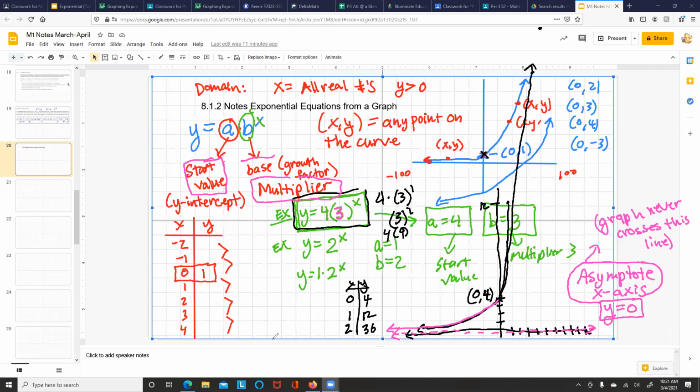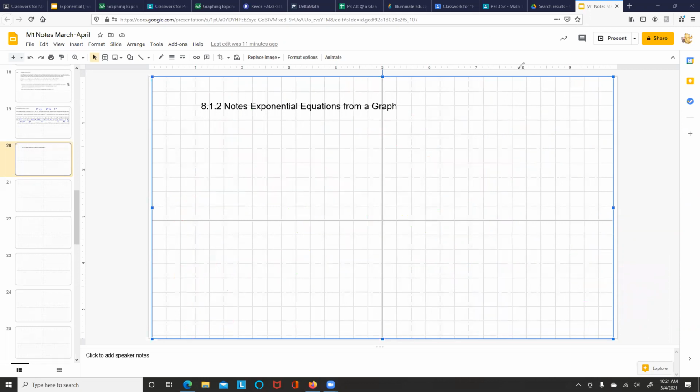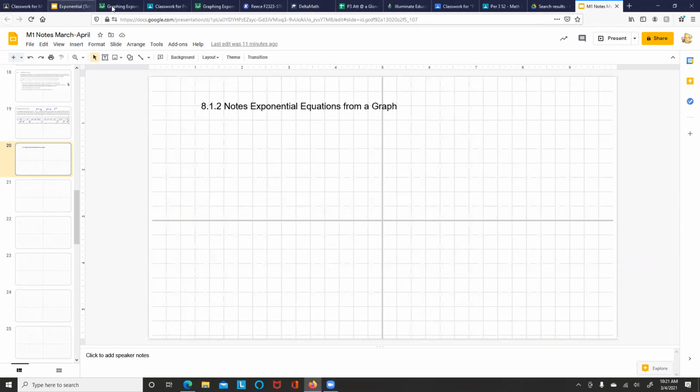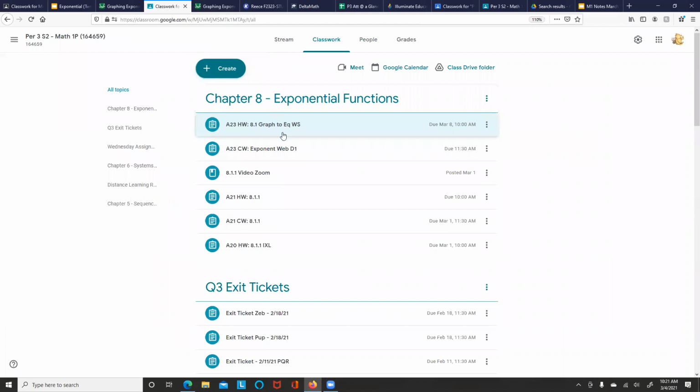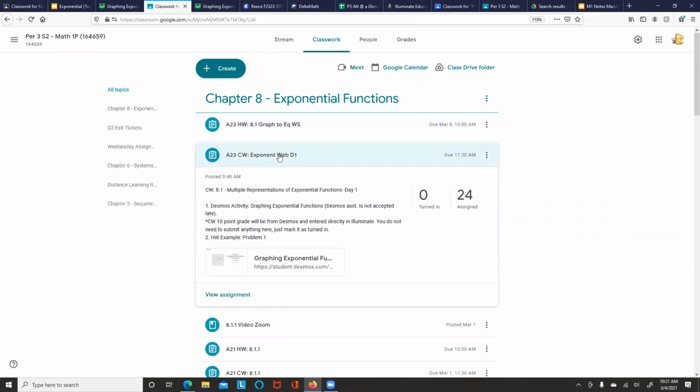All right, if there's no questions, we're gonna go on to the Desmos. I need to erase this, and let me find the Desmos. To get access to Desmos, you go into the classroom and we're gonna go to assignment 23, exponent web. What we're doing today is called the exponent web. You're gonna click on the link right here. You have to go into the classroom and click on the assignment 23 classwork link.